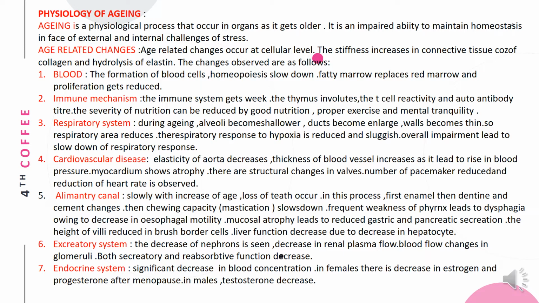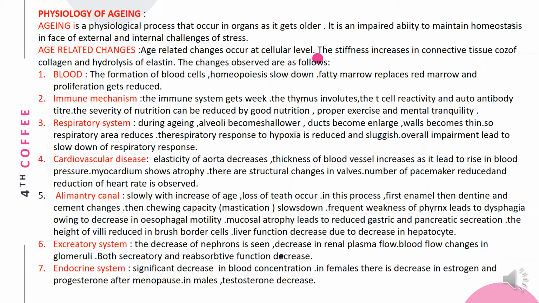Respiratory system. During aging, alveoli become shallower, ducts become enlarged, and walls become thin, so the respiratory area reduces. The respiratory response to hypoxia is reduced and sluggish. Overall impairment leads to a slowdown of the respiratory response.